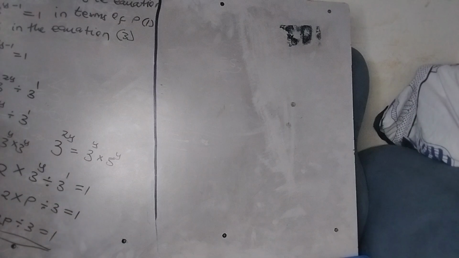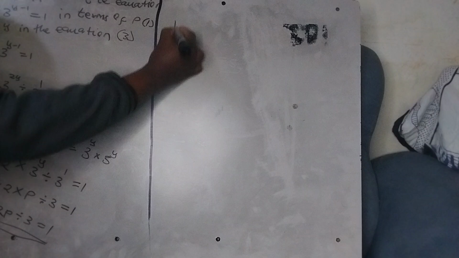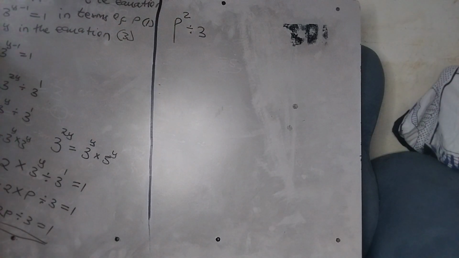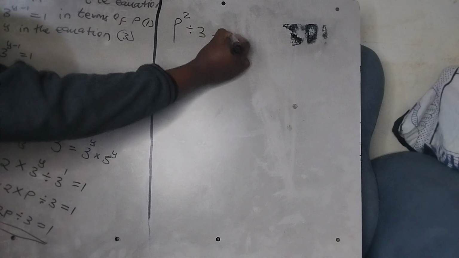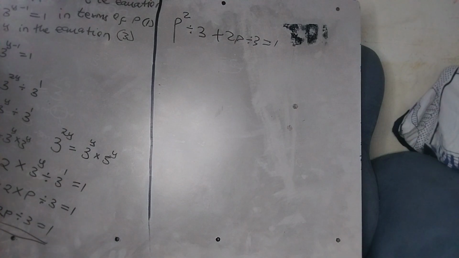Now we have gotten that in terms of P, this thing has become P squared divided by 3 plus 2P divided by 3 is equals to 1.